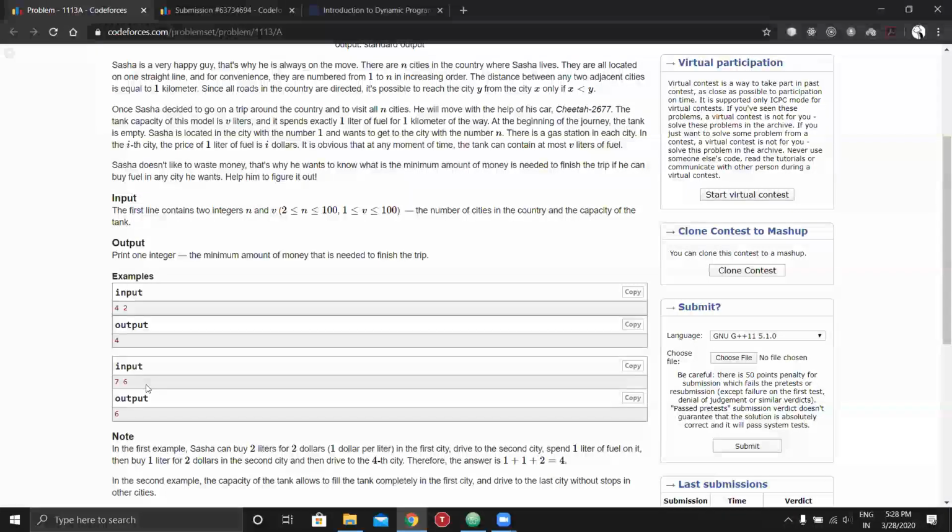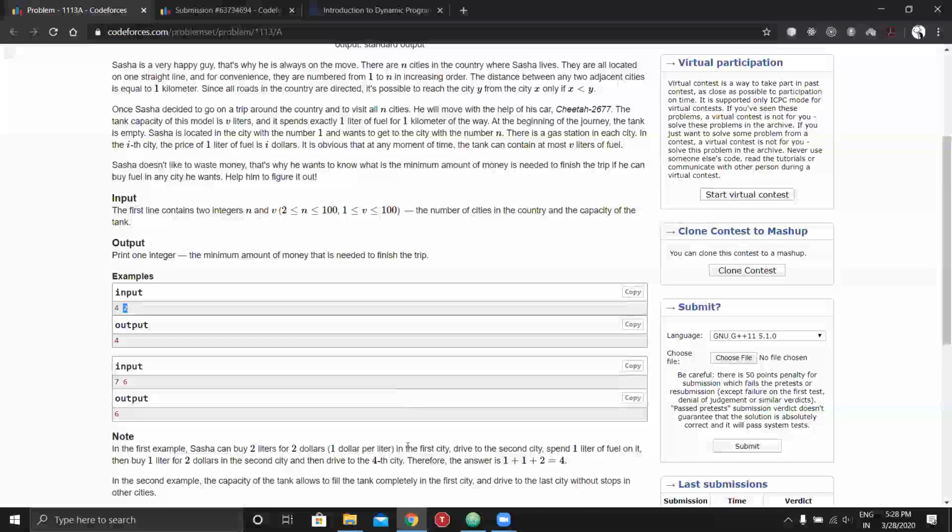Now she travels from the first city to the second city. She spends 1 liter of fuel on traveling. Now since she spent 1 liter of fuel, her tank has only 1 liter left. Since the maximum capacity of the tank is 2, there's only 1 liter left. So she buys 1 more liter of fuel from the second city, which will cost her 2 rupees. Now, how much has she spent totally? 2 rupees on the first and 2 rupees on the second city. That is, she buys 2 liters in the first city and spends 2 rupees, and she buys 1 liter in the second city for 2 rupees.